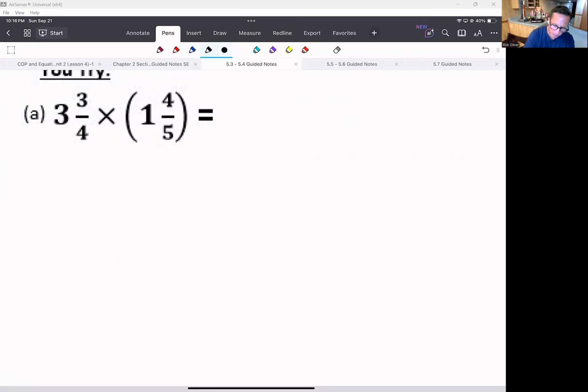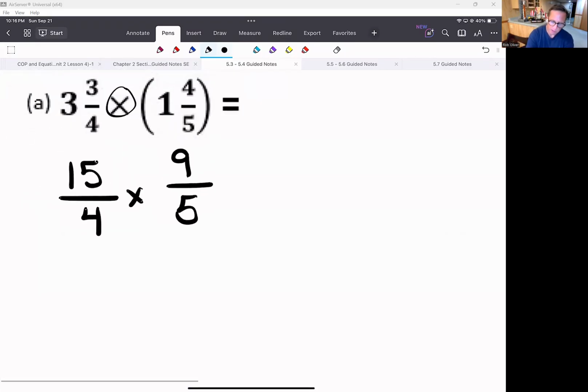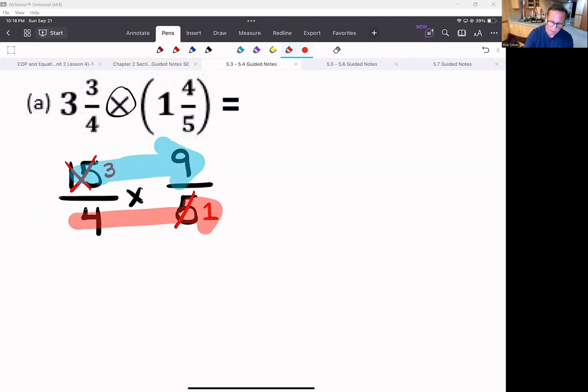Okay, right here, we've got 3 3/4, which is 15/4. 1 4/5, which is 9/5. Do not flip anything because this is multiplication. All right, so if we cross cancel, which we can, these divide by 5. So that turns into 1, and this turns into a 3. All right, 4 and 9 do not cross cancel. And do not cross cancel this way. Do not cross cancel that way. Just multiply that way. Okay? Multiply in this direction, not cross canceling.